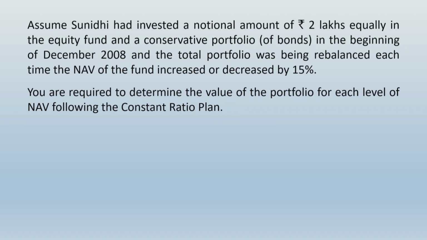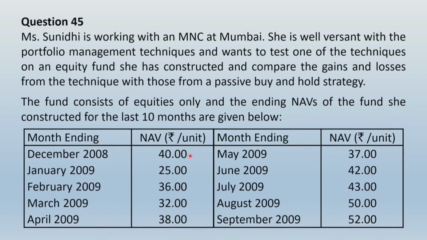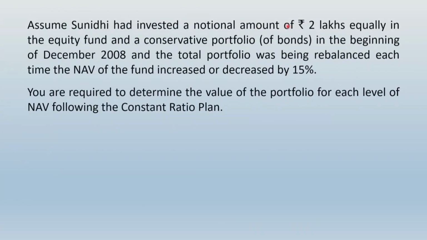So when we begin with our portfolio, at the beginning, what is the NAV of your fund? It is 40, correct? And you have invested rupees 2 lakhs, correct? You have invested rupees 2 lakhs equally in an equity fund and a conservative portfolio of bonds. So the total amount of your investment is 2 lakhs, and if you have invested equally, it means your constant ratio plan is 50% each. Now, 50% of 2 lakhs would be 1 lakh. So 1 lakh is invested in the equity fund and the balance 1 lakh in the portfolio of bonds.